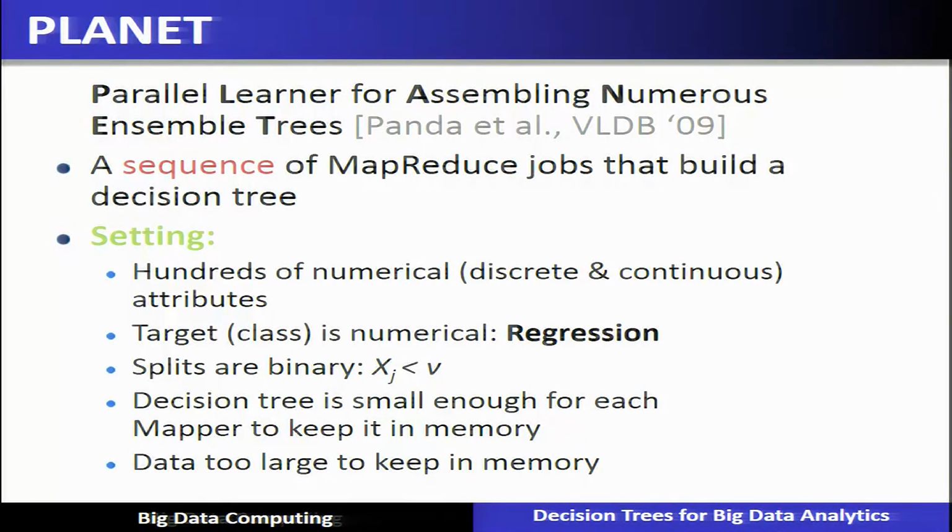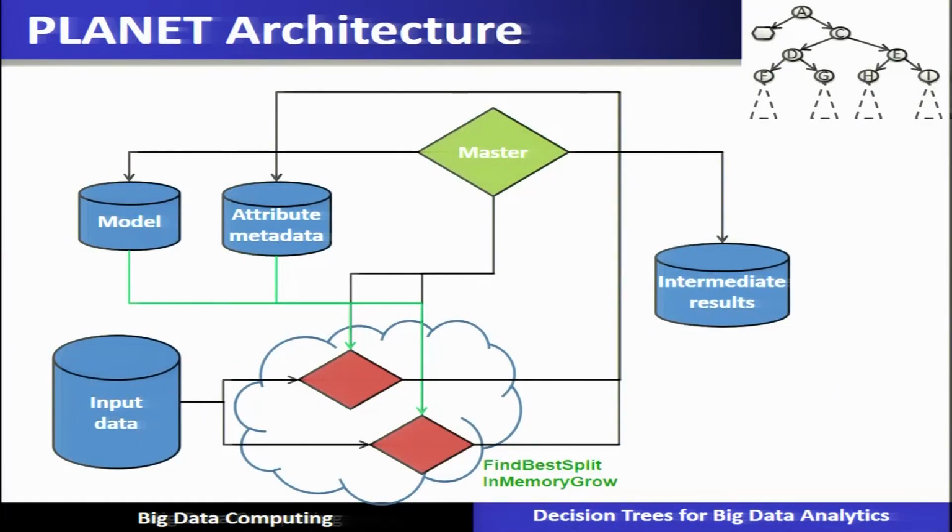This is nothing but a sequence of MapReduce jobs that will build the decision trees, and here we assume that the values in the data set are basically hundreds of numerical attributes, and we are going to build a binary tree, which is the decision tree. We assume this tree is small enough for each mapper to keep in memory, and the data is too large. Let us see the different constituents in this architecture.